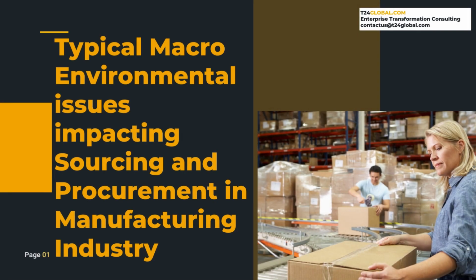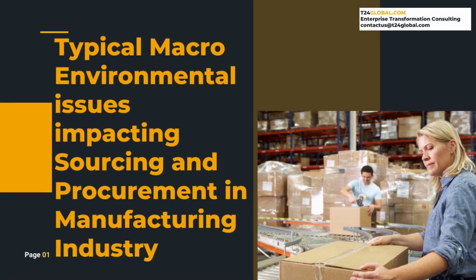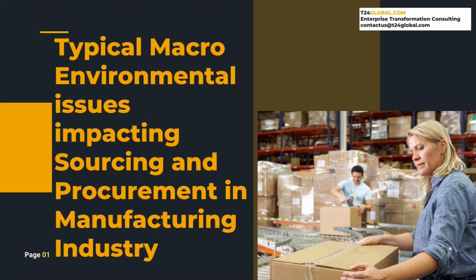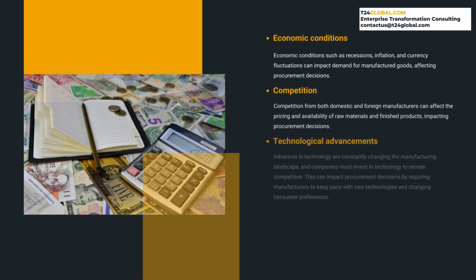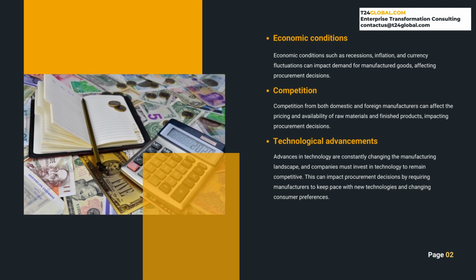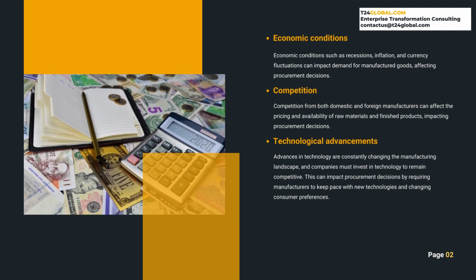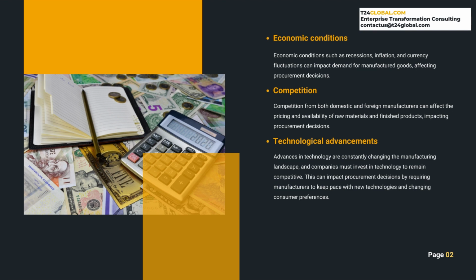Let's discuss the typical macro-environmental issues impacting sourcing and procurement in manufacturing industry. 1. Economic conditions. Economic conditions such as recessions, inflation, and currency fluctuations can impact demand for manufactured goods, affecting procurement decisions. Key components that affect procurement in this area include the state of the economy, customer demand, and exchange rates.